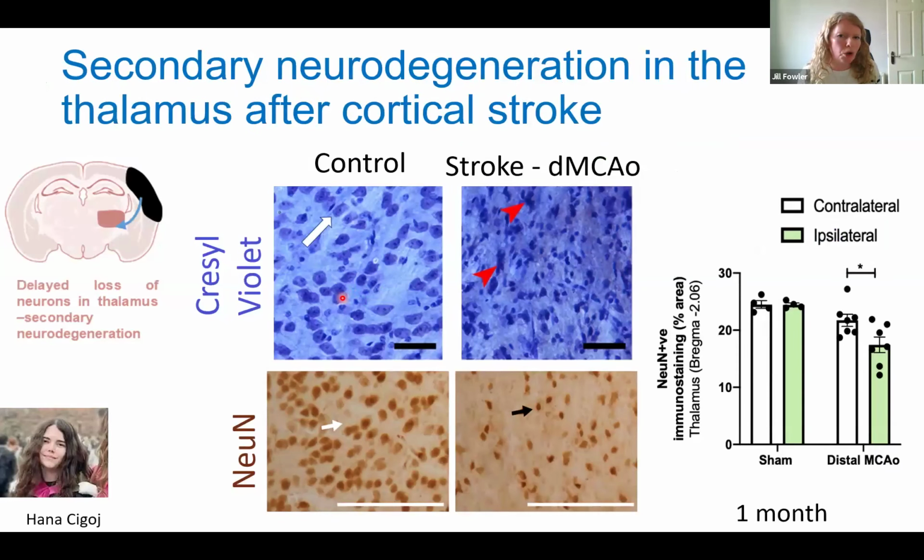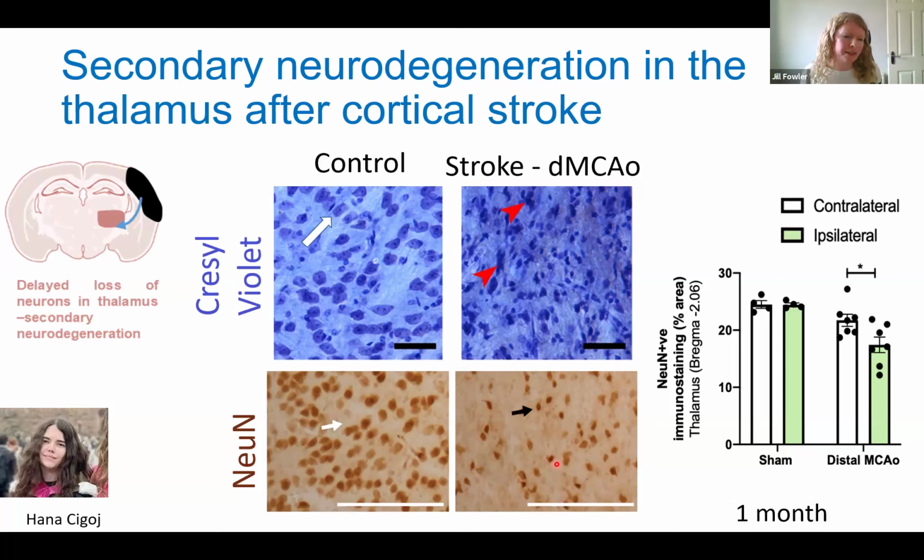So thinking about what is causing these remote changes to inflammatory glial cells and these changes to the inflammatory milieu, we think that these are caused by a couple of slowly evolving pathological changes. So in keeping with other publications, we found evidence for secondary neurodegeneration in the thalamus. So here we can see these images from 1 month post-stroke. So we can see that there's a loss of NeuN immunostaining.